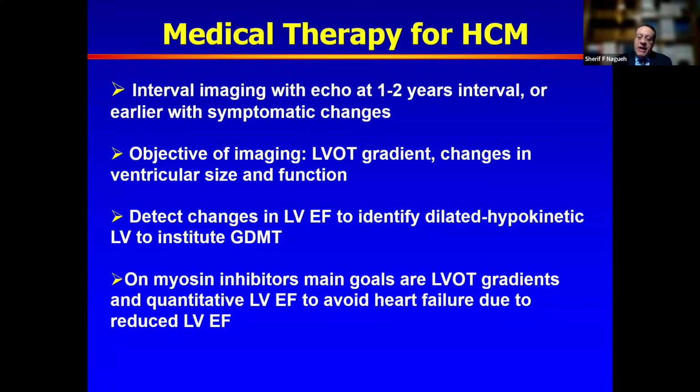Why we look for the EF and why we look for the gradients when we consider titration of the drugs is to avoid the development of heart failure with a reduction in the ejection fraction. We do not want to wait when the EF is less than 50% and there are signs of volume overload.